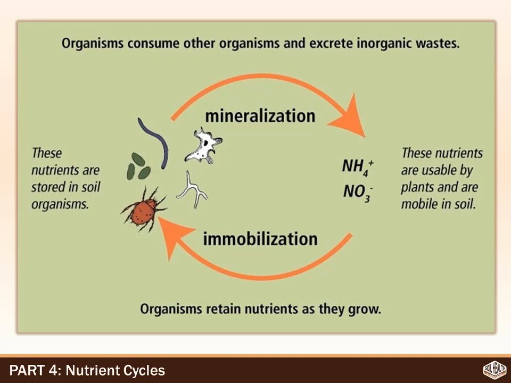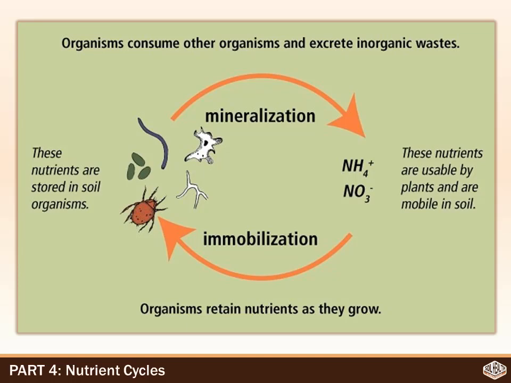Here we are looking at some organisms, bacteria, a fungal root, an amoeba, that contain nutrients within them, such as proteins that contain nitrogen. When that nitrogen is released, it might be found in the form of ammonium or nitrate, as shown here, which then means it is available for plant uptake.